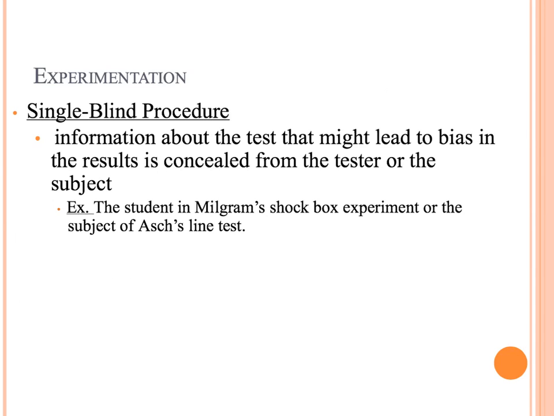Okay? So, for example, the teacher in Milgram's shockbox experiment who was deceived about the purpose of the experiment, or also the subject in Asch's line test of conformity, who thought that the other participants were real and was deceived into conforming to the group. The single-blind procedure has proven to be quite effective because, again, we're deceiving one person, the subject or the experimenter. That is the single-blind.